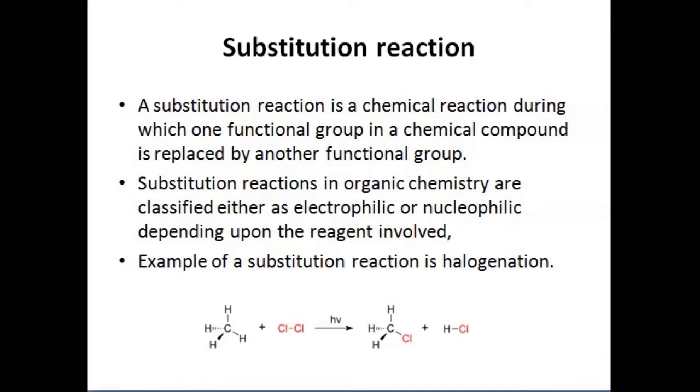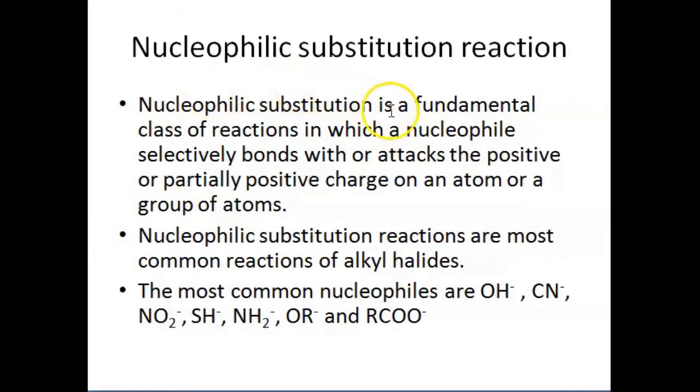The best example for a substitution reaction is halogenation. Here, methane, when it reacts with chlorine in the presence of light, the hydrogen is replaced by chlorine. This is what we call a substitution reaction. So here we are going to discuss in detail nucleophilic substitution reaction.